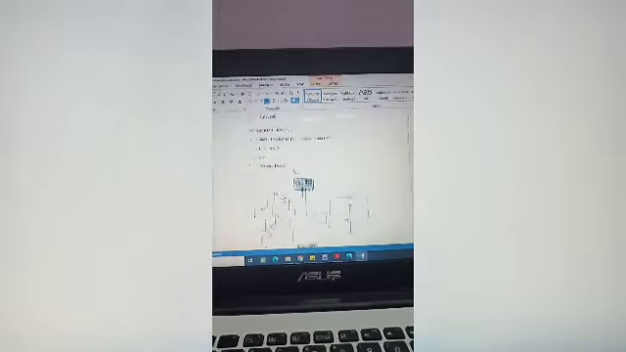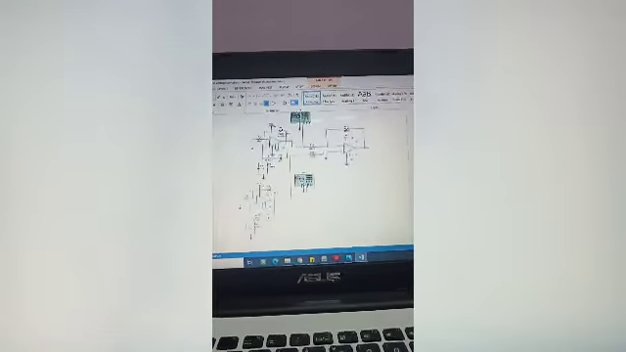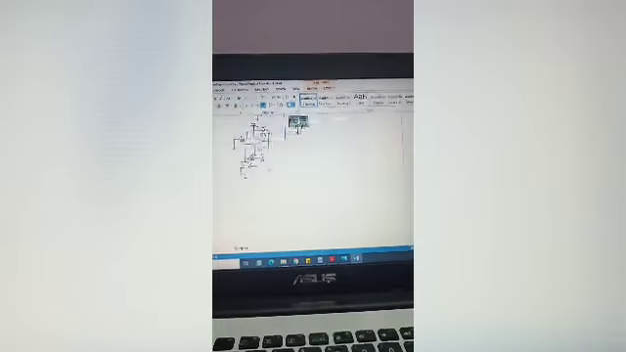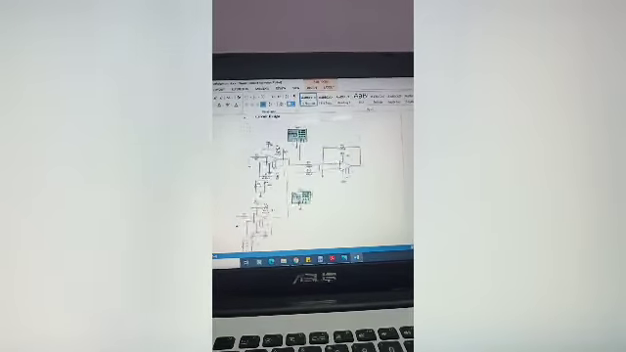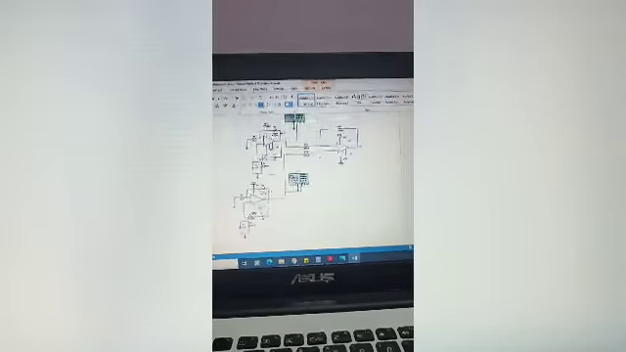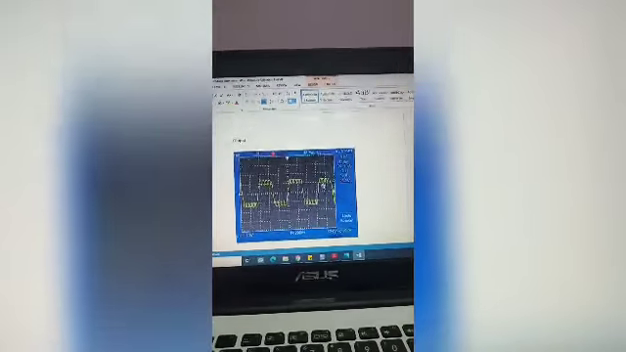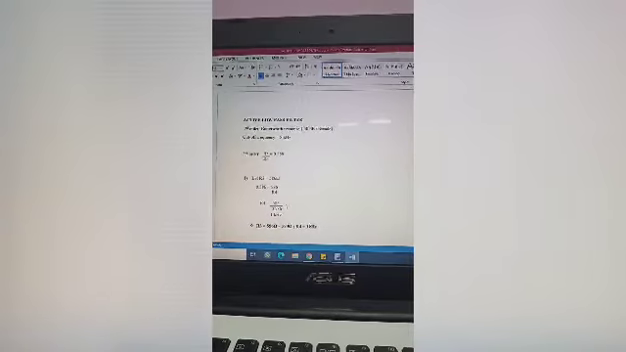This is the calculation, and this is the output we found from the simulation in Multisim. This is the output. Next given is an active low pass filter, second order Butterworth response.